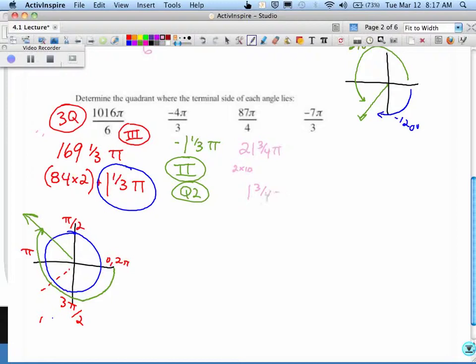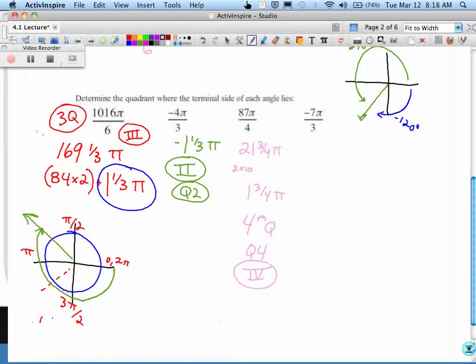I'm going to wait for a second. I'll pause it, give you a second. Don't say anything out loud. Figure out where 1 and 3/4 pi is located on this thing. So where are we at? Fourth quadrant, quadrant 4. The I with the D, right? Fourth quadrant.